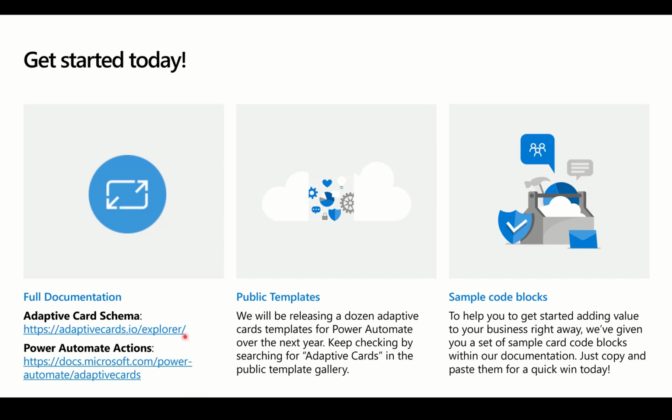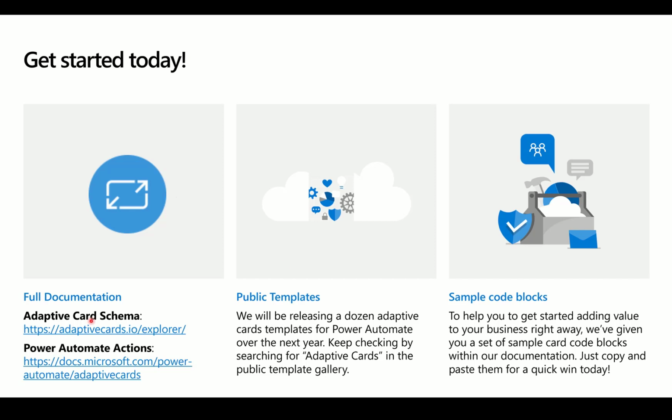You'll have full documentation. So adaptivecards.io has an amazing schema documentation to help you understand every single control that you can use. And then the Power Automate documentation will focus on our actions, giving you best practices, samples, as well as templates. So you'll get templates in the template gallery, just search for adaptive cards, and sample code blocks that'll be available in our documentation so that you can hit the ground running.